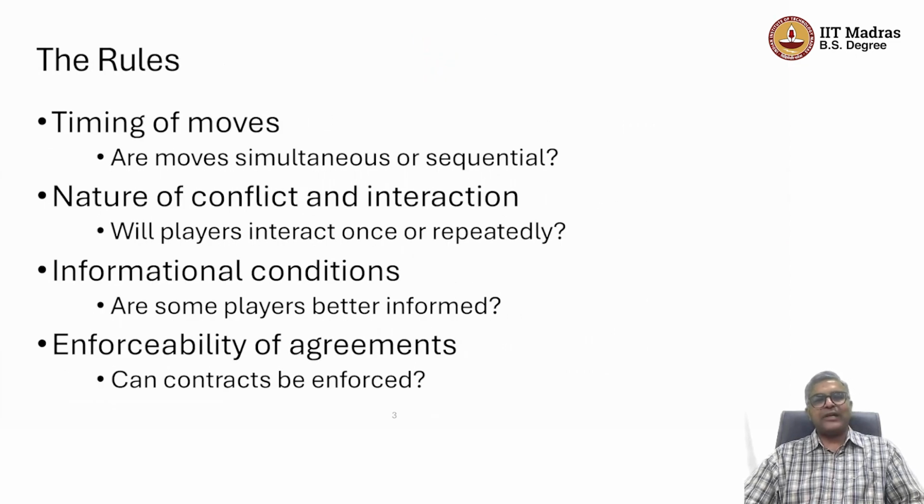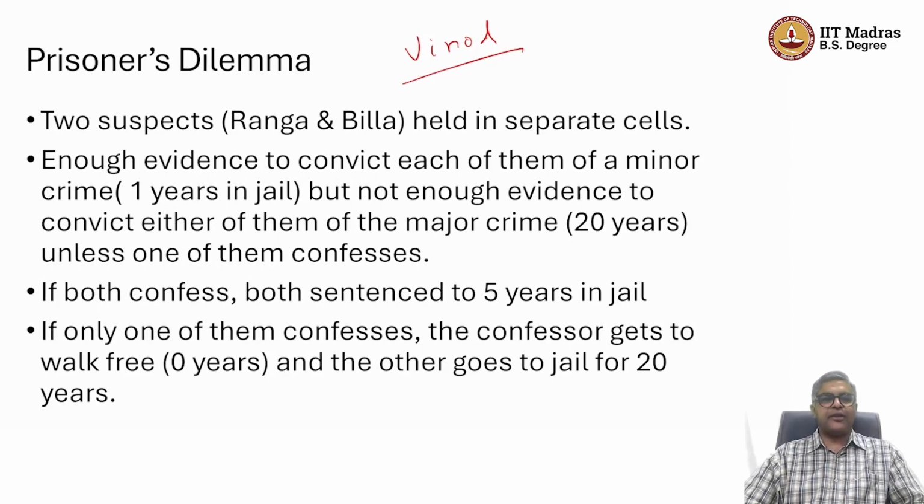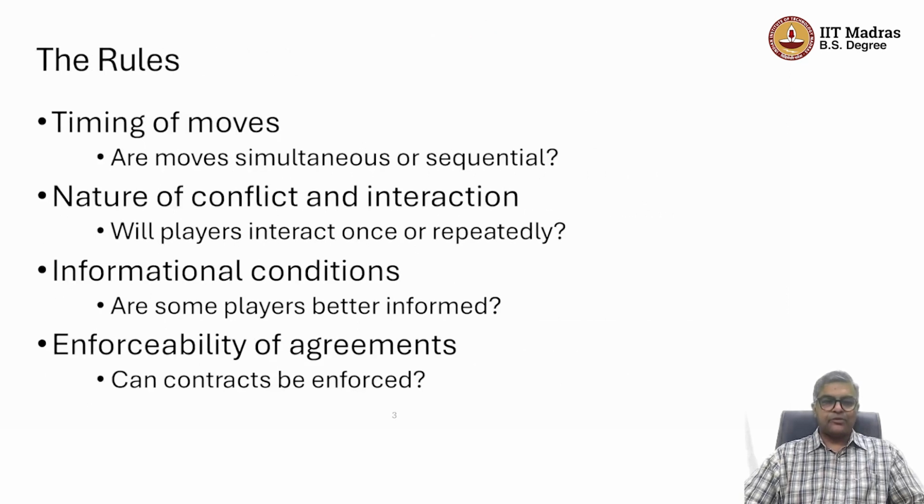Now, let us try to understand how to model this scenario as a game. Of course, there is a strategic interaction, because Ranga's payoff, and here negative is important, but nevertheless Ranga's payoff, the jail time, depends not only on Ranga's action, but also on Billa's action. Similarly, Billa's jail time depends not only on what Billa does, but also on what Ranga does. So clearly it is a strategic interaction and therefore it can be modeled as a game.